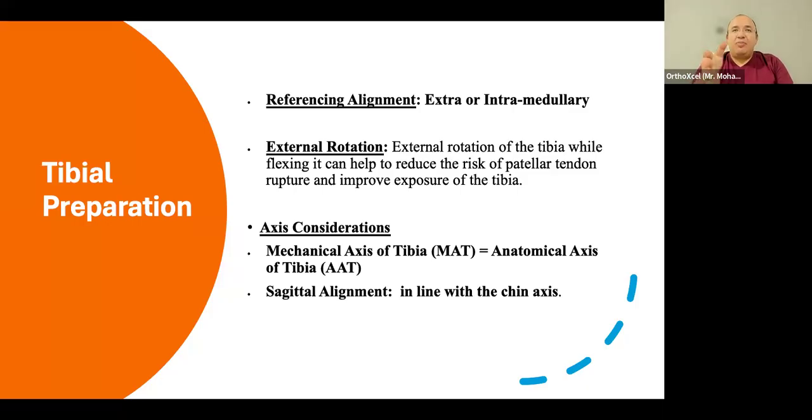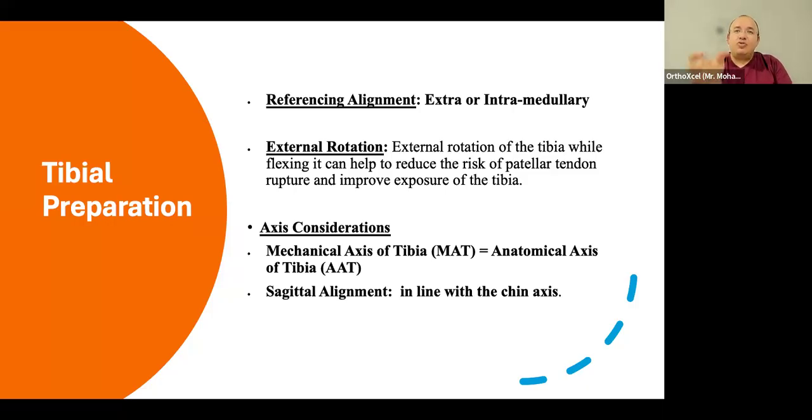Controlling the rotation: where shall I put the rotation of my tibial cut? You need to put it at a point between the medial third and lateral two-thirds of the tibial tubercle, because this is where your tibia should be to allow your patellar tracking to be uniform. So the reference for the rotation of the tibial component is between the medial third and lateral two-thirds of the tibial tuberosity.